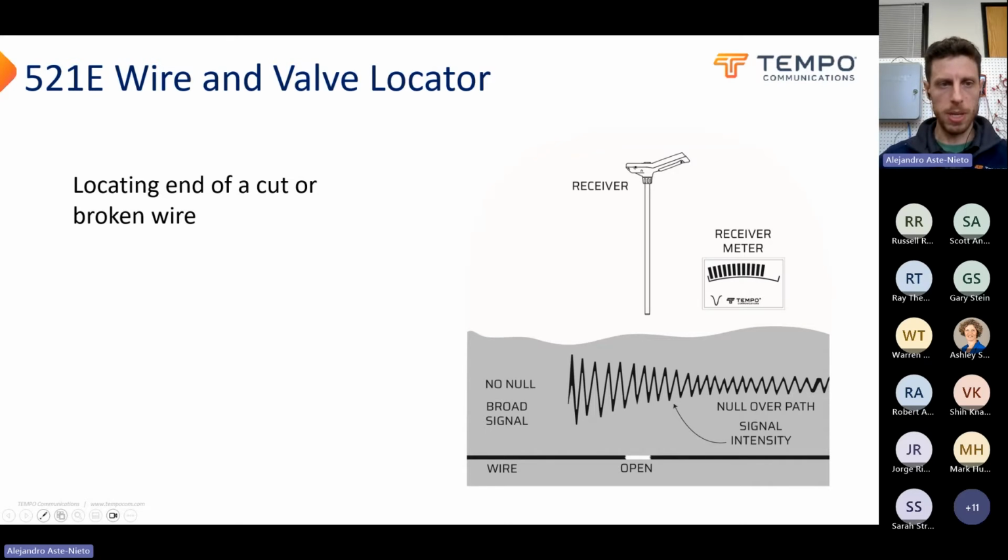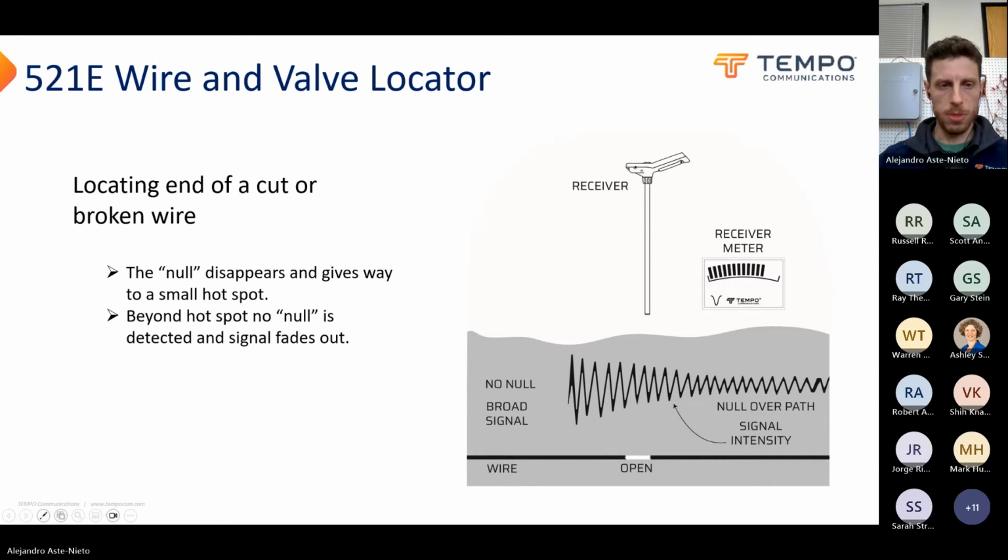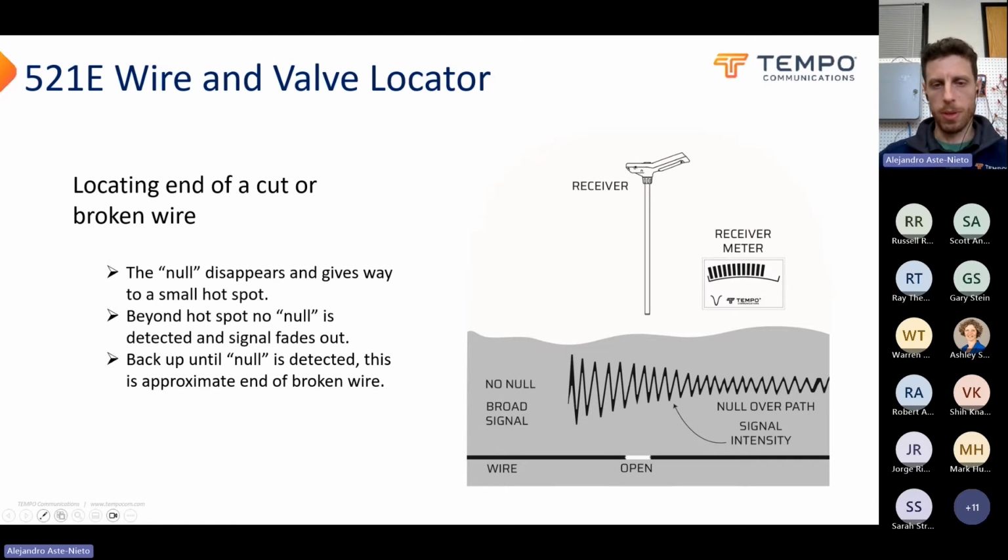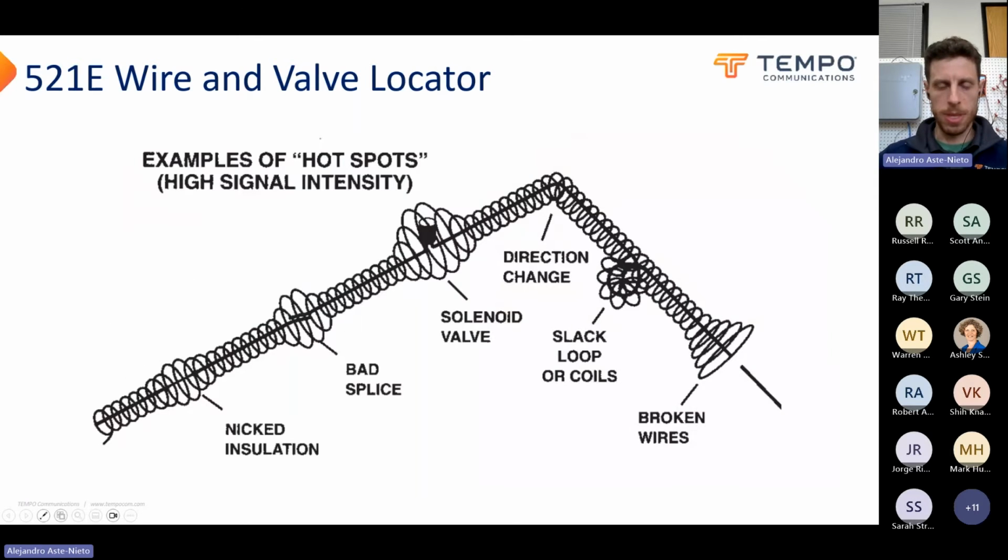One reason is there might be a cut in your wire, and what's going to happen is the signal is going to leave at the break in that wire, and it's going to create a little bit of a hotspot there where that break is. The signal won't be able to continue on the wire path, so you'll see the signal diminish very quickly at that point. That's one great thing about the null: it's very easy to notice when it fades out, and pinpoint where the end of a wire is at a break.